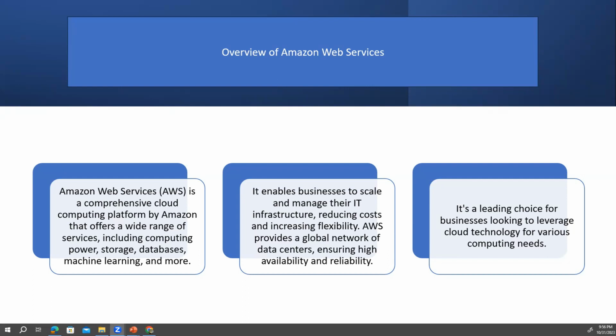Of course, Azure is making the best possible efforts to be a competitor in Gartner's quadrant, but Azure happens to be only the second choice because it doesn't have that vast amount of options that AWS has. Okay, so this is your overview of Amazon Web Services here.